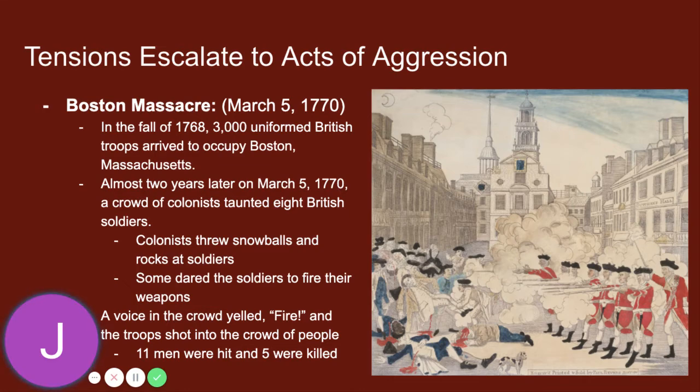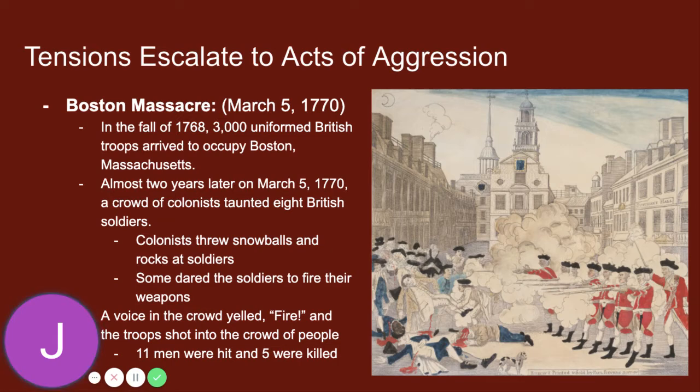So almost 2 years later, after the uniformed officers came to occupy Boston, on March 5th, 1770, a crowd of colonists taunted 8 British soldiers. So there are different stories about this, but it's been told that colonists threw snowballs and rocks at soldiers and made fun of them. Some of them dared the soldiers to fire their weapons. Apparently, a voice in the crowd yelled fire, and the troops shot into the crowd of people. 11 men were hit and 5 were killed.